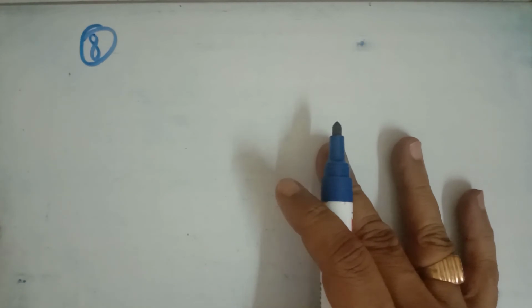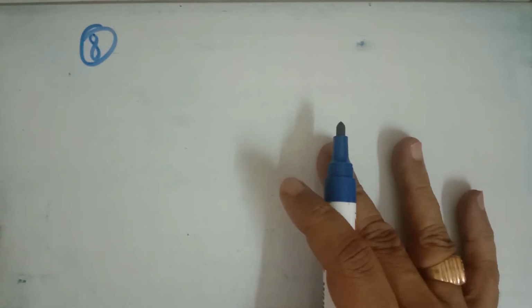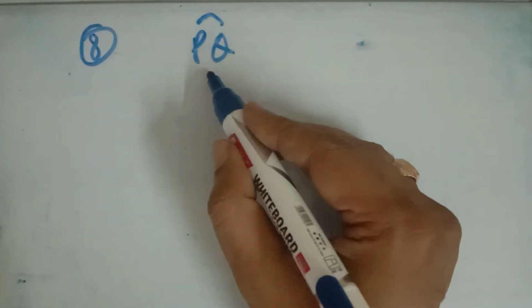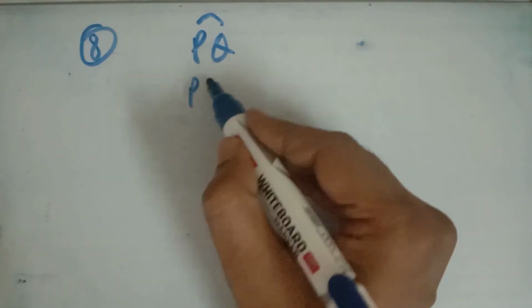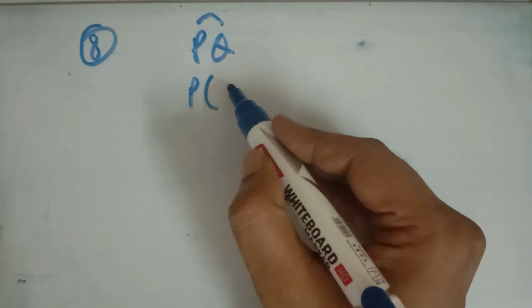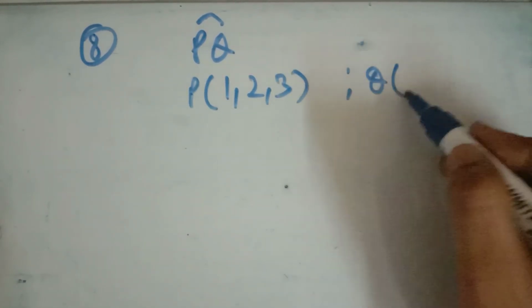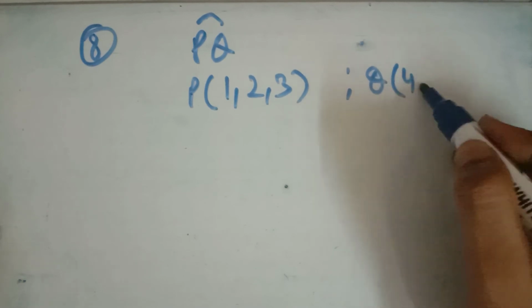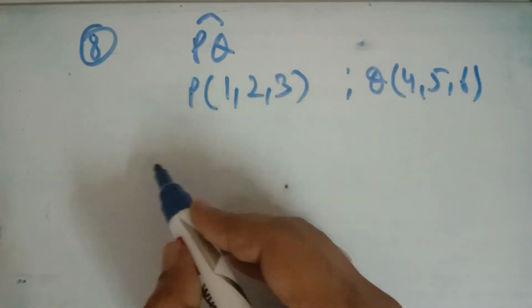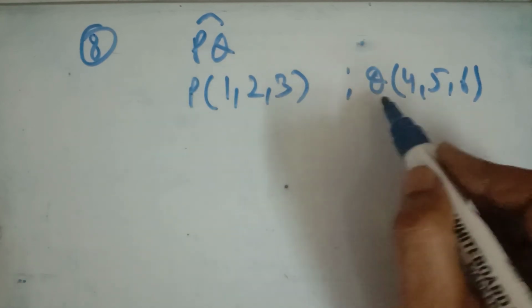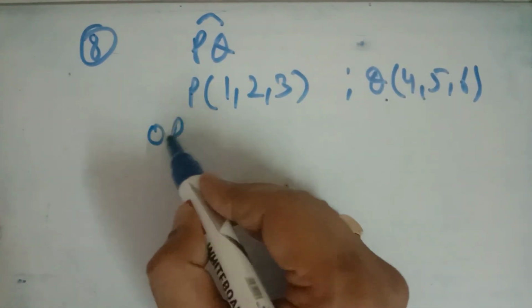Question number 8. Find the unit vector in the direction of PQ, which is denoted by PQ cap. The point P is given as (1, 2, 3) and the coordinates of the point Q are given as (4, 5, 6). Now to find PQ cap, you have to find the vector PQ. So how can we find the vector PQ?